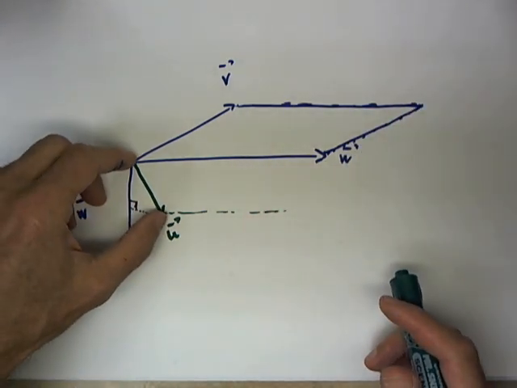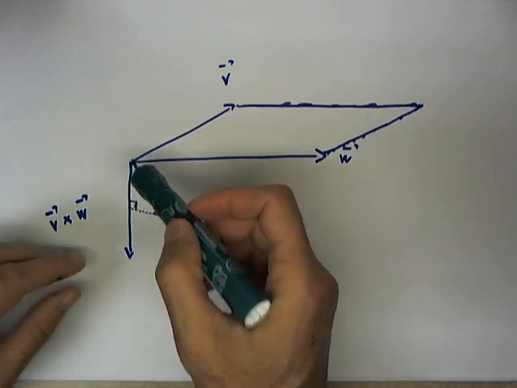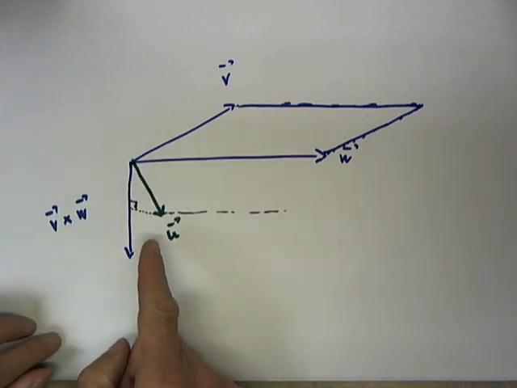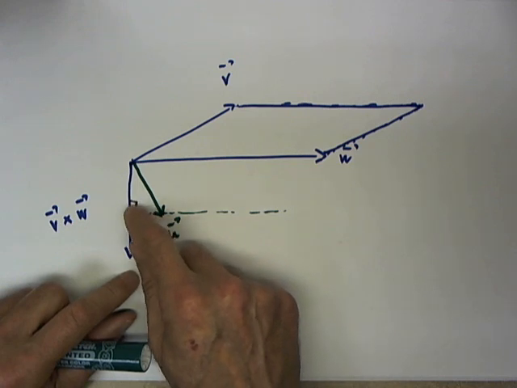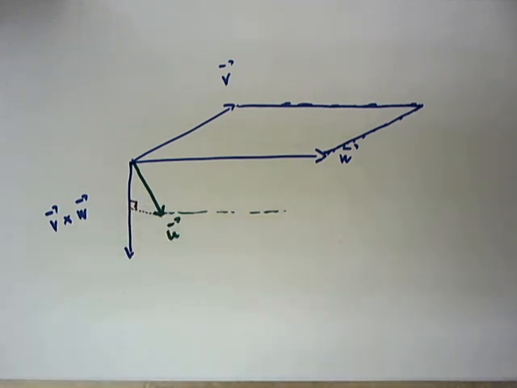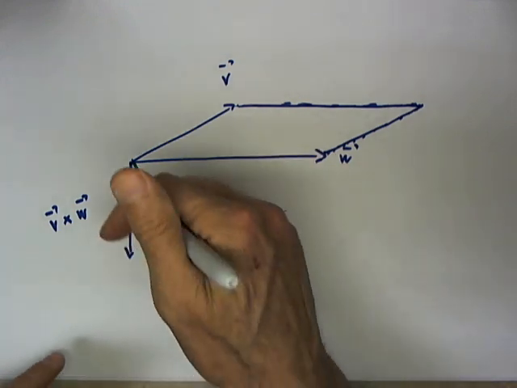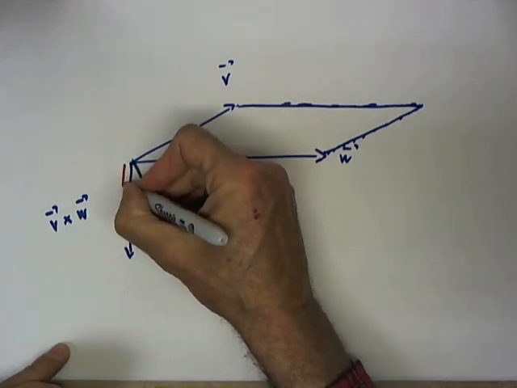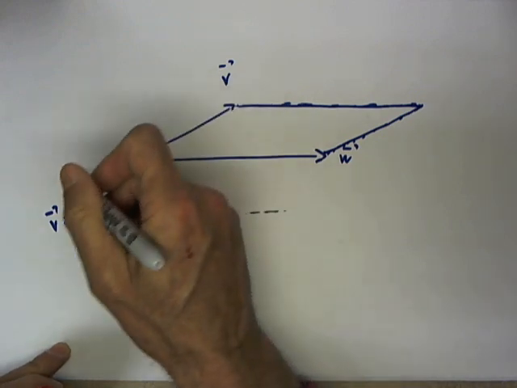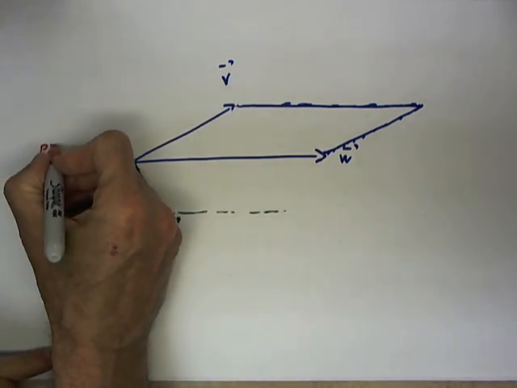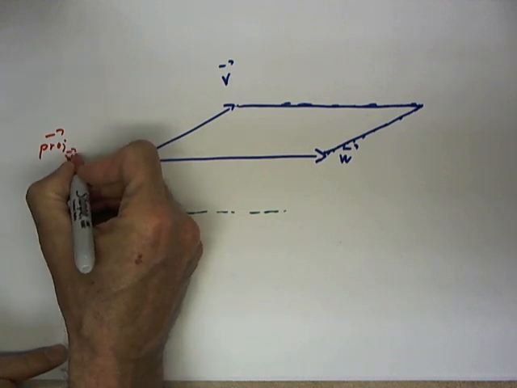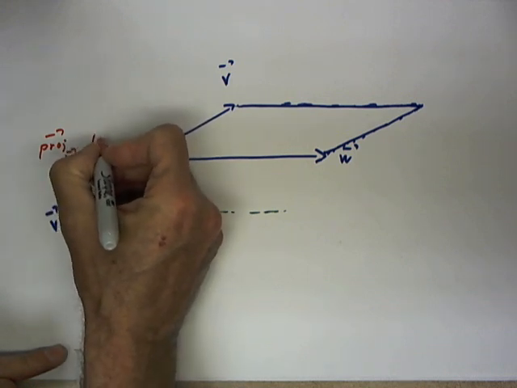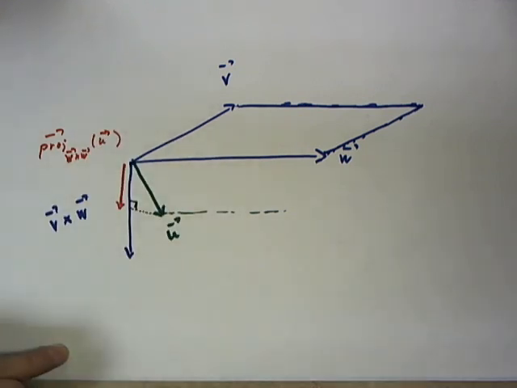Now let's take a third vector U. And U looks like it kind of goes down and to the right, and it projects back to the V cross W vector at a perpendicular, forming the projection of U onto V cross W. So this is a projection onto V cross W of the vector U.